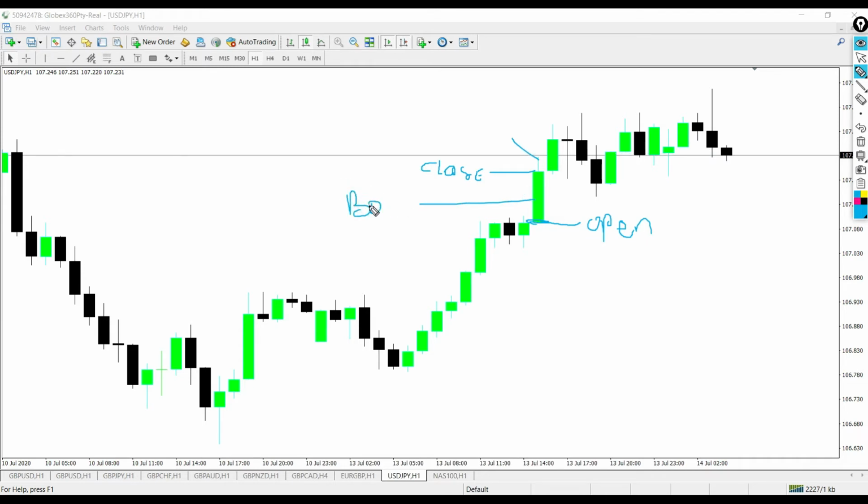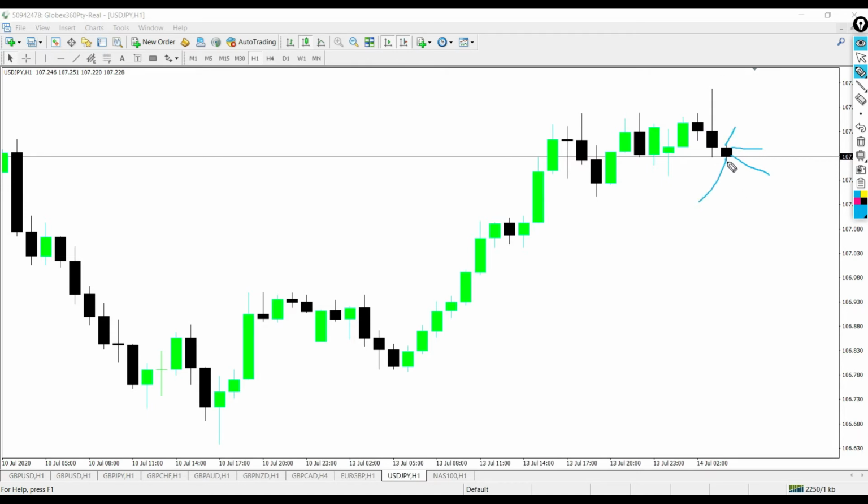This is the body of the candle, and that's a wick. That's a wick right there. So by now you should be having the idea, and this will be the open, this will be the close, this will be the wick to the downside, and that's the wick to the upside, and the black part is the body. So it makes sense to you by now what is what.